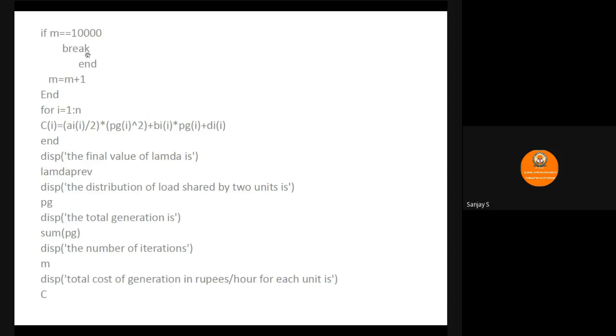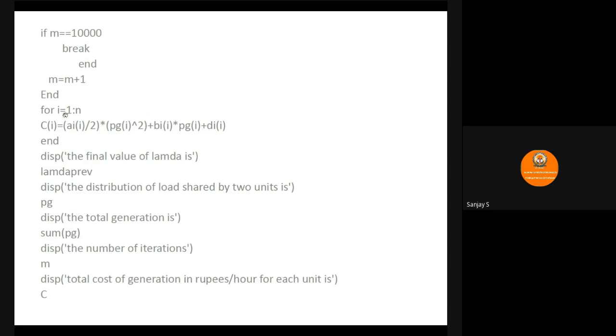Now if m is equal to 10,000, break. That means if you don't get a solution up to 10,000 iterations, stop the iterations, and otherwise go for m is equal to m plus 1. In every stage m will be updated, that is iteration will be updated. After first iteration, go for second, then third, fourth, so on, and let it be executed until m becomes 10,000. So maximum 10,000 iterations we are allowing.